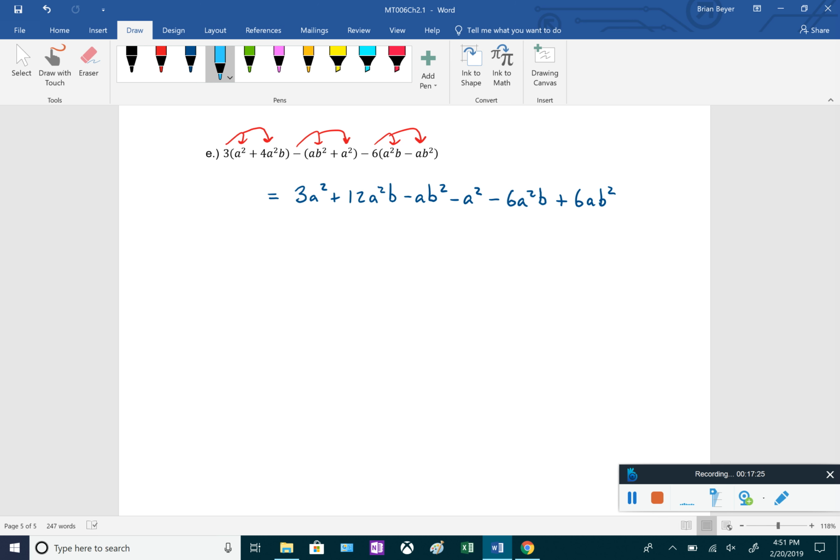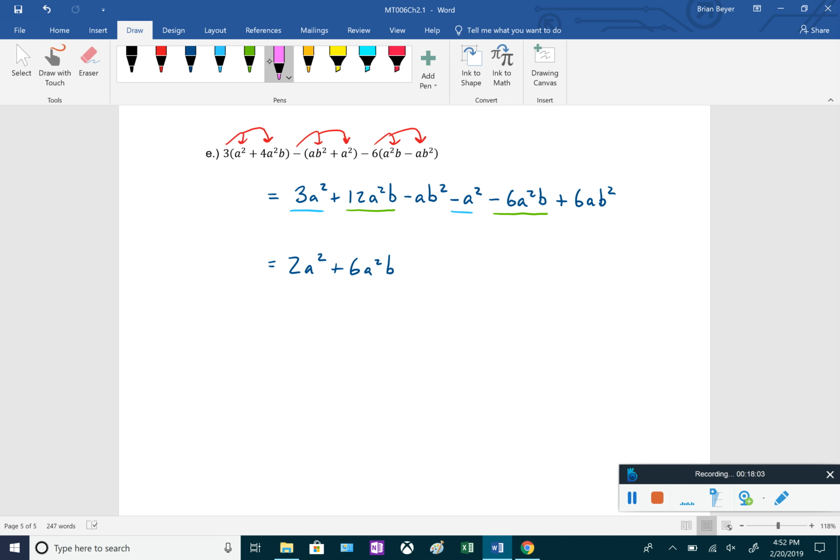So this one's obviously a little bit more complicated, right? So let's look at the first one. 3a squared. We have another a squared term right there. So we know we're going to get 3a squared minus a squared, so 2a squared. For the next one, we have 12a squared b. So it's an a squared b term. We have another a squared b term right here. So that's going to be 12 minus 6, so plus 6a squared b.